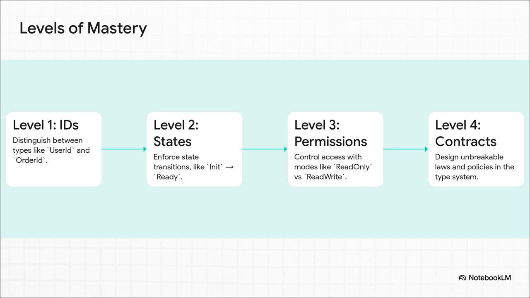You start at level 1 with simple ID branding. Then you graduate to enforcing state transitions, like we saw with the socket. Level 3 is modeling complex permissions, ensuring a file opened as read-only can never, ever have a write method called on it. And then you reach level 4. Here, you're not just coding anymore. You're designing these ghostly, beautiful contracts that are enforced by the compiler itself.